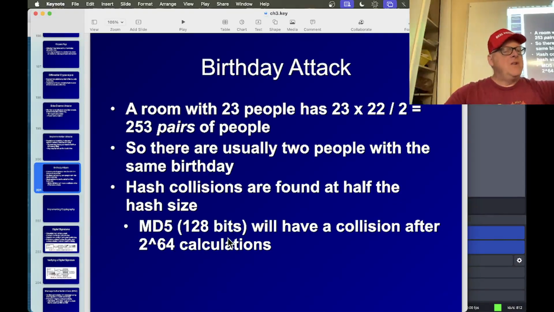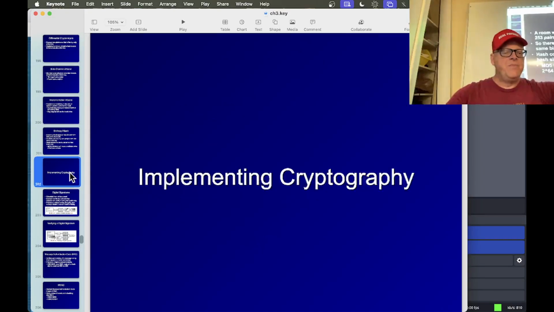And therefore, if you have MD5s and just calculate MD5 hashes of a bunch of files, by the time you have done 2 to the 64 calculations, you'll probably find a collision. You only have to get up to the square root of the number of possible hashes before one of them will probably collide. And that's why the hash function has to be twice as long as you might think. So MD5 is not long enough at all, because 2 to the 64 is not an impossible number of calculations to do. That's why we moved to SHA-1 that was 160 bits, and now SHA-2, which is typically 256 bits.